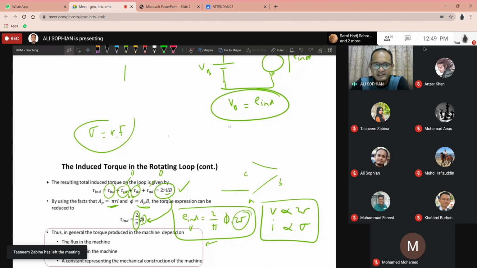But for now, when we talk about motor, the main output that we concern about is the torque, but induced voltage is also there. It's happening. Similarly, when we talk about generator, the main output that we want is the voltage, but they call it contra torque. Contra torque is also happening inside the generator.